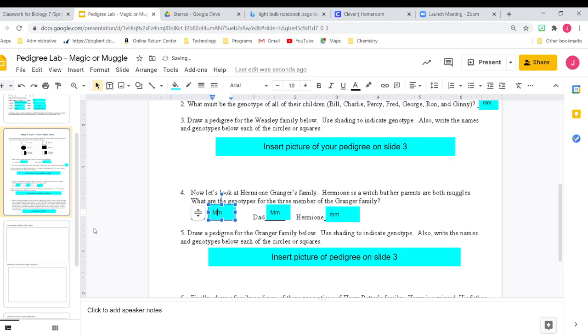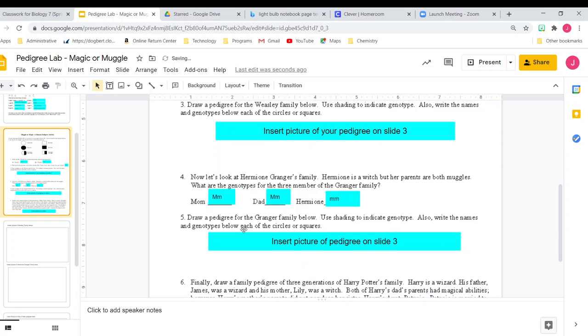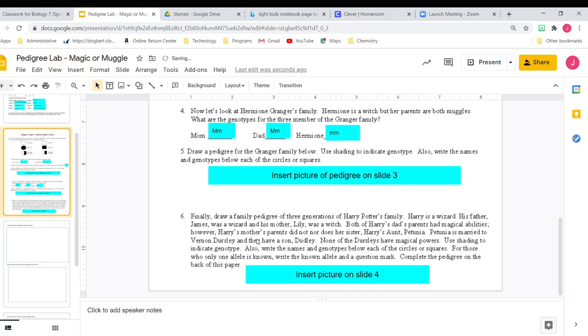So you're going to make her pedigree on paper. And then you're going to insert that also onto slide 3, and that's just below where you had the Weasley family, the same way I showed you before. Okay. Then you're going to have one more pedigree you're going to have to do, which is Harry Potter's. And make sure you're writing the name and the genotypes for everybody on your pedigree. Its story is here. Okay. So I'm going to let you read through this and try to figure out how to make this here.